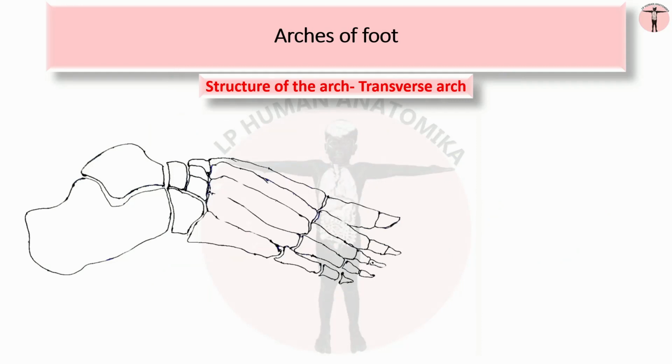Transverse arch. The transverse arch consists of a series of arches, anterior and posterior. The anterior transverse arch is formed by the heads of the metatarsal bones. It is a complete arch since the heads of the 1st and the 5th metatarsal bones come in contact with the ground, forming two ends of the arch.